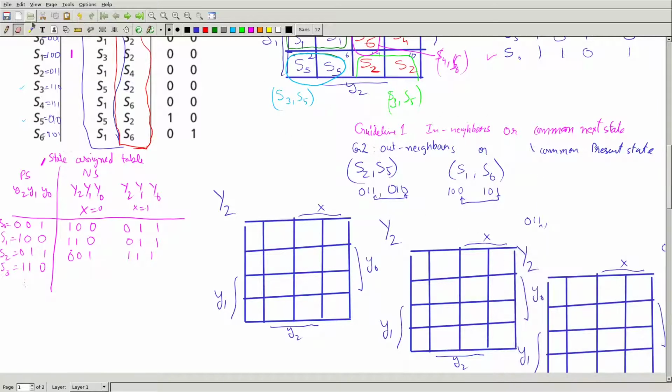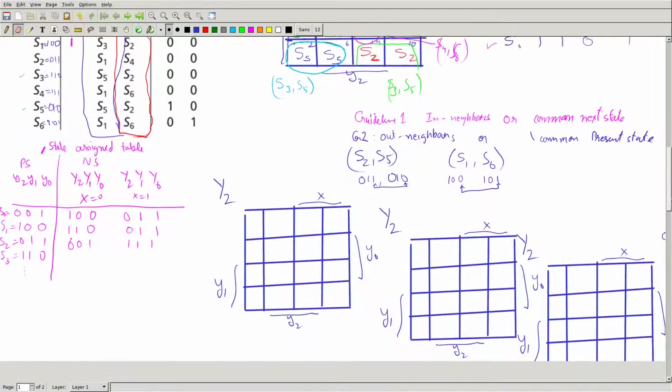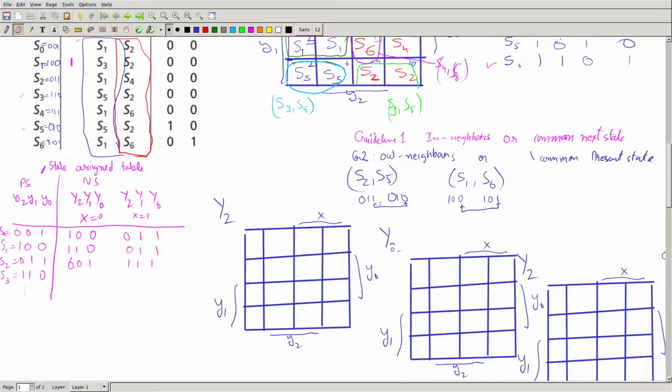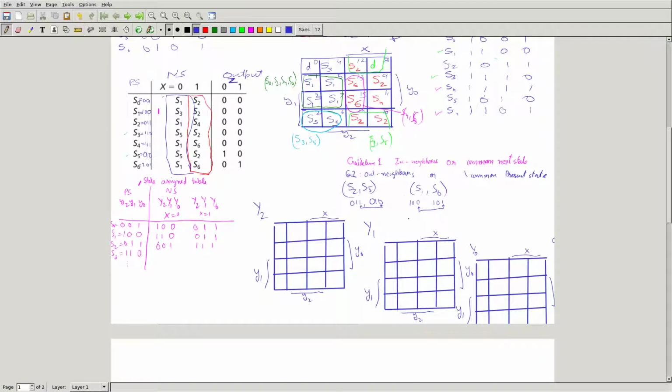Okay, so we have our eraser. So each next state is also a 3-bit encoding, and that is y2, y1, y0. So what we can do, zoom out a little bit here.